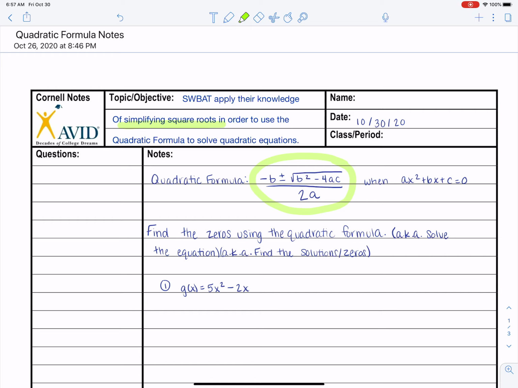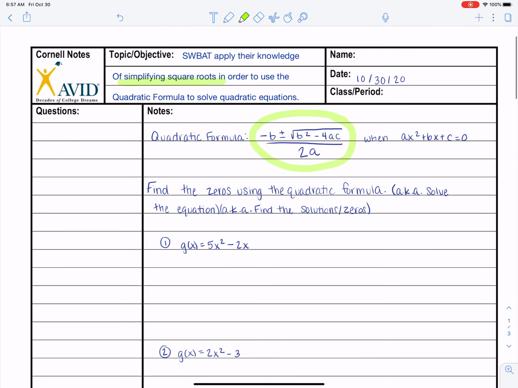It's really hard for me to just say that and not sing it because I was forced to sing it like Pop Goes the Weasel. So if you need something to help you remember it by, just YouTube quadratic formula, and there's tons of different songs you could use to remember it, okay?